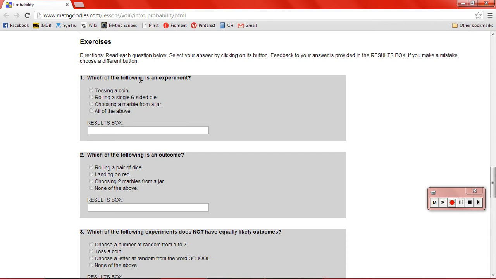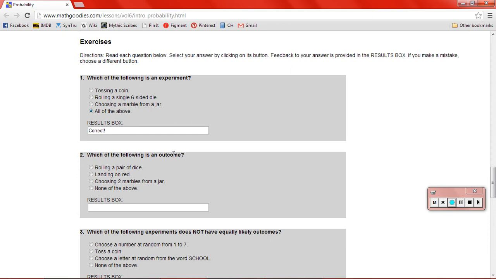So, which of the following is an experiment? Is it tossing a coin, rolling a 6-sided die, choosing a marble from a jar, or all of the above? Well, we said an experiment is a situation where you have an outcome that is kind of by chance or probability. So when you toss a coin, you could get heads or tails. When you roll a 6-sided die, you could get any number 1 through 6. And when you choose a marble from a jar, you could get any of whatever colors are in the jar. So all of the above are true.